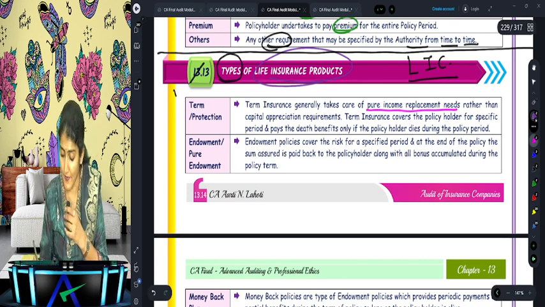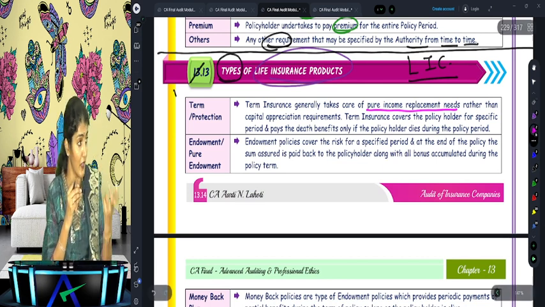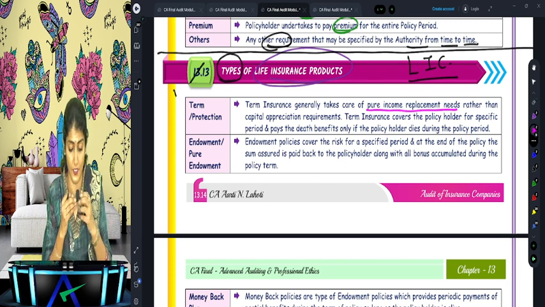Again, ribbon cutting ceremony, opening ceremony awaited, right? Opening ceremony awaited. Okay, right.